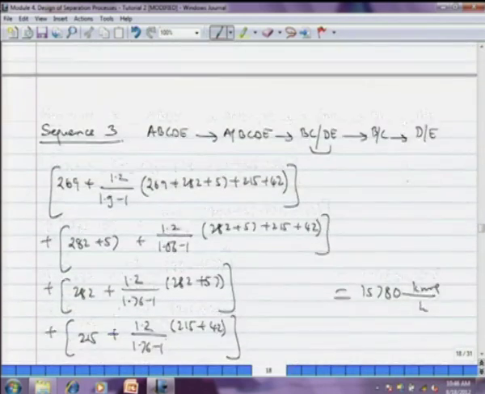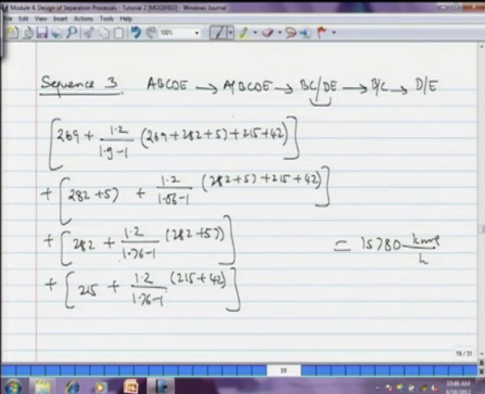Now, the third sequence, here we have ABCD mixture being split as A and BCDE, and the quaternary mixture of BCDE is split into 2 binary mixtures BC and DE, which are later on separated. First column is exactly the same as previous 2 sequences. For the other 3 columns, we have to do calculation.